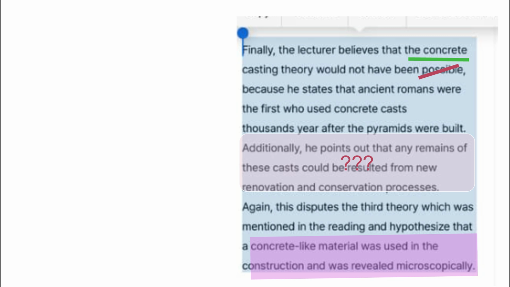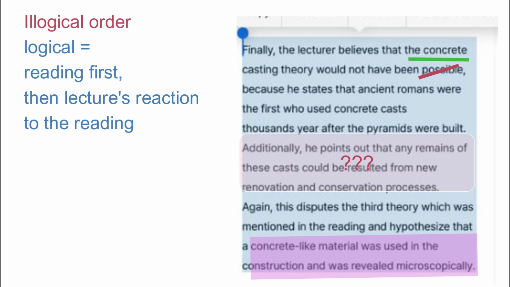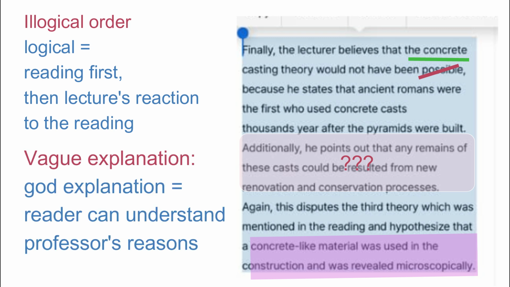In conclusion, the student's essay has two main problems. One, illogical presentation. To make it logical, first explain what the theory is based on the reading and then explain how the professor refutes the theory. 2. Vague and inadequate explanation.